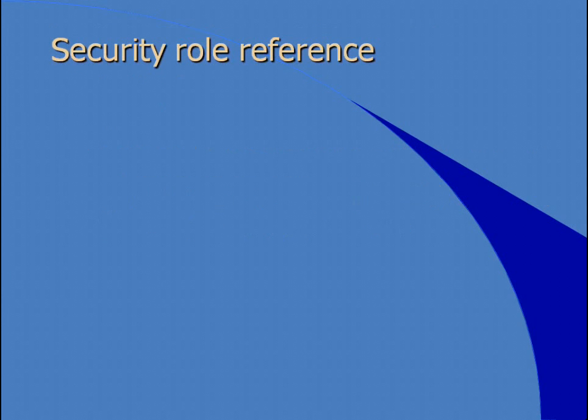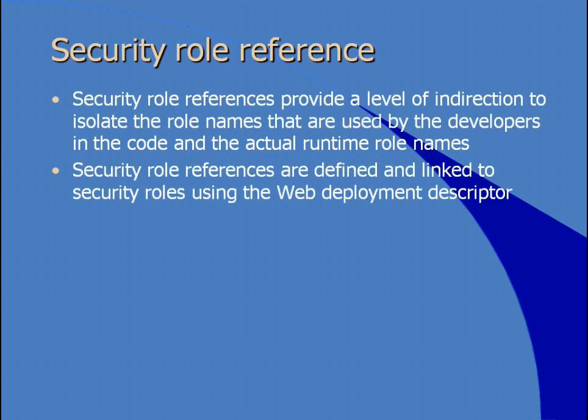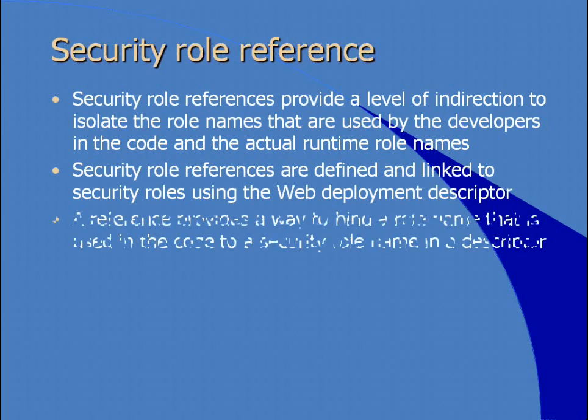A security role reference. Security role references provide us a level of indirection in order to isolate the role names that are used by the developers in the code, and we're isolating those names from the actual runtime role names. Security role references are defined and linked to security roles by using the web deployment descriptor. A reference provides a way to bind a role name that is used in the code to a security role that is announced in the deployment descriptor.